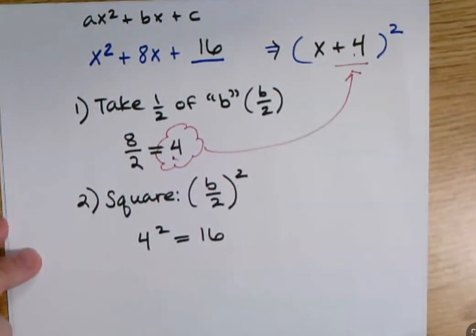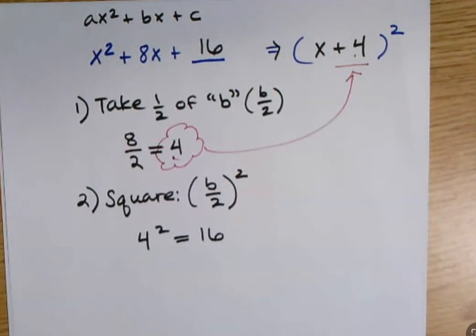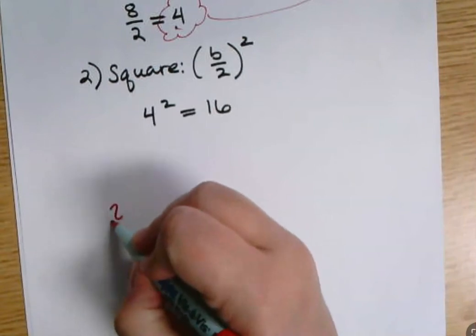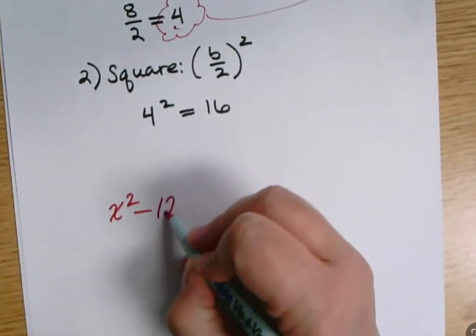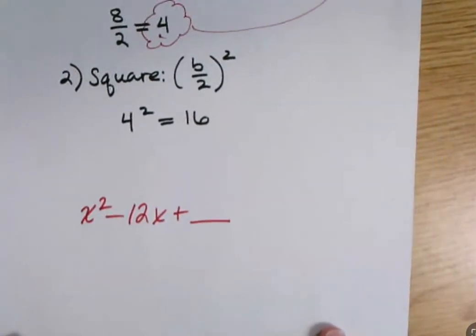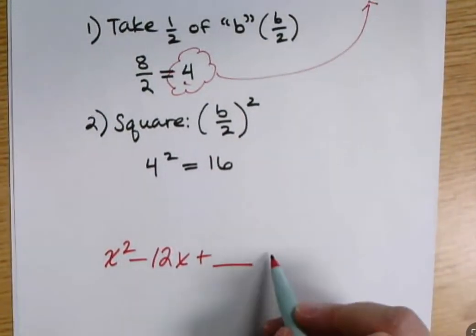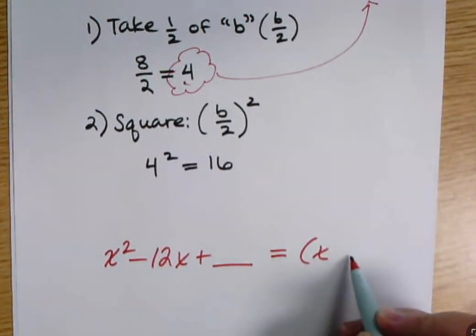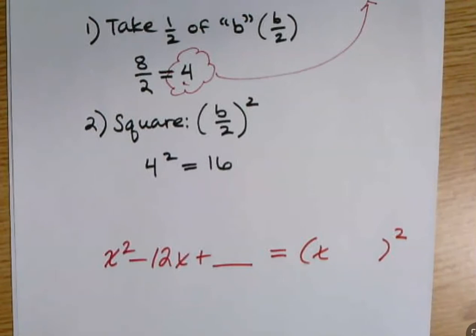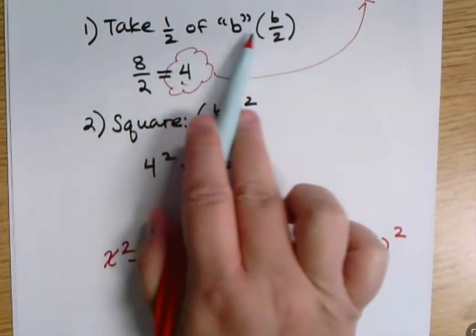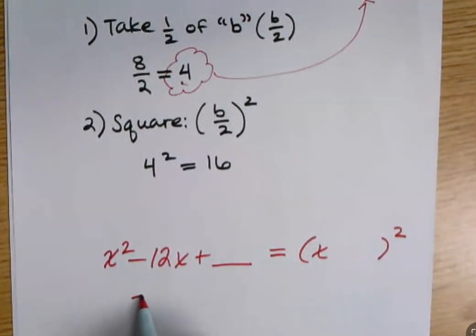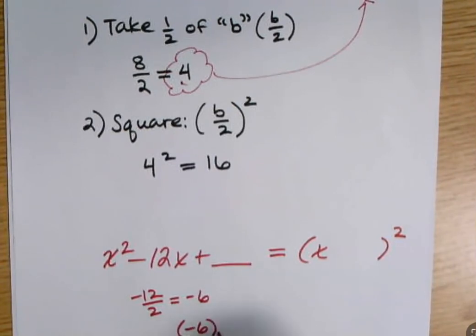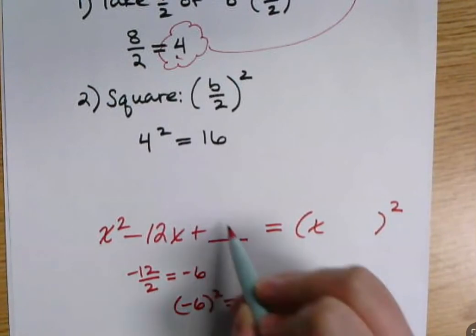So this is the process. Every single time we're doing completing the square, this is the process. So let's look at another one. Let's say we have x squared minus 12x plus blank, and we need to know what can be put in that blank so that I can write this as x plus or minus something squared. First step, take half of b. b here is negative 12. Write it as negative 12 over 2. This will help you later. That's negative 6. Next step, square that number, meaning multiply it times itself. Negative 6 squared is 36. That's what goes here.